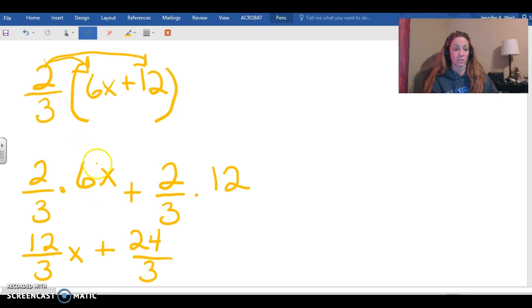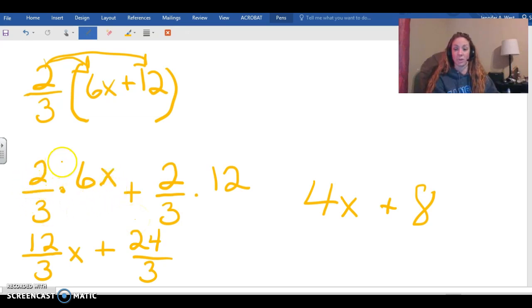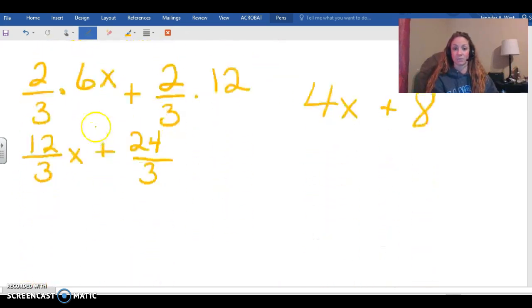How many times does 3 go into 12? Well, 3 goes into 12 4 times, so you wind up with 4x plus 24 divided by 3. All right, 24 divided by 3 is 8. So by the time you get that whole thing simplified, your correct answer is 4x plus 8.